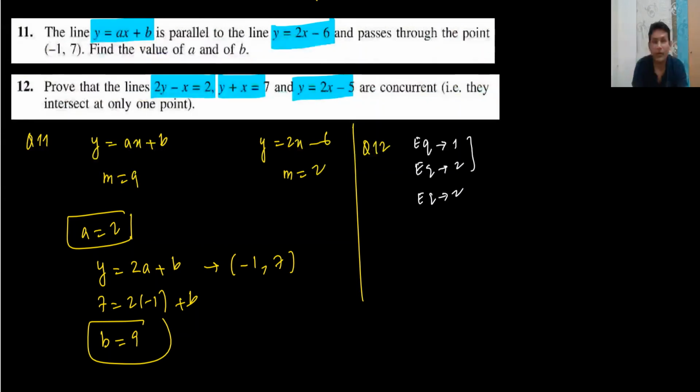If you use equations 1 and 2, you will get a coordinate, the point of intersection. For example, you get 2 and 3. When you use equations 2 and 3, it is also coming 2 and 3. And when you use equations 1 and 3, it is also coming 2 and 3. This is called one point of intersection. So in this way, we have done exercise 7.5.